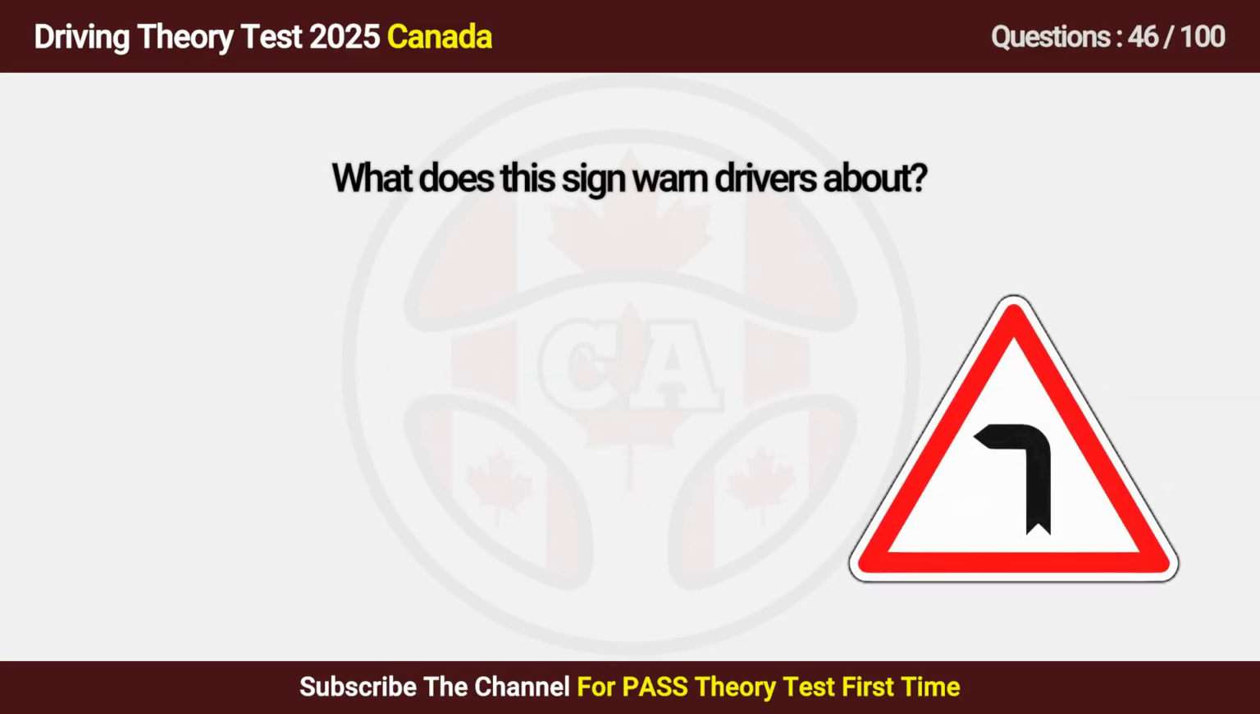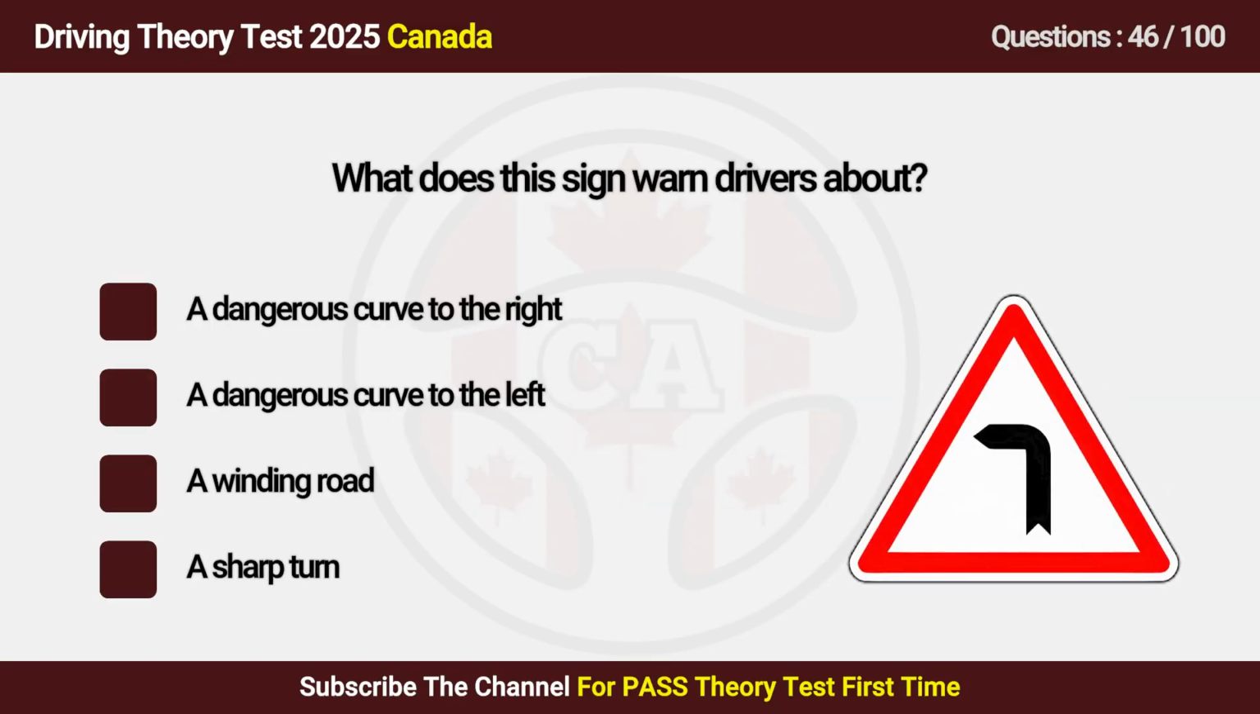Question 46. What does this sign warn drivers about? A. A dangerous curve to the right. B. A dangerous curve to the left. C. A winding road. D. A sharp turn.